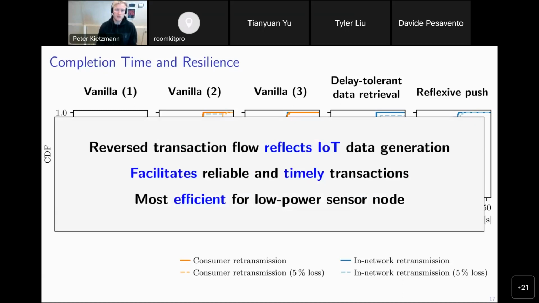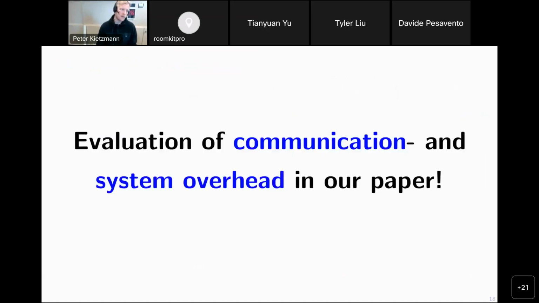Summarizing, the reverse transaction flow in reflexive push reflects IoT data generation most naturally. This protocol facilitates reliable and timely transactions and operates most efficiently, providing the best energy saving capabilities among all alternatives. We have performed different kinds of evaluations, but more evaluations that we have performed, you can find in our paper.